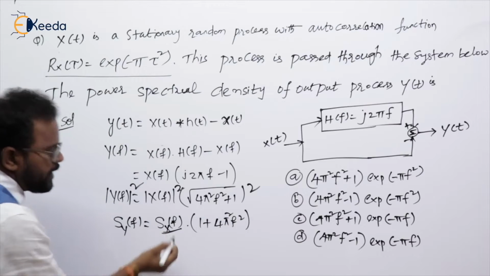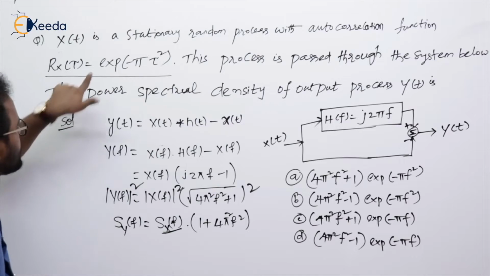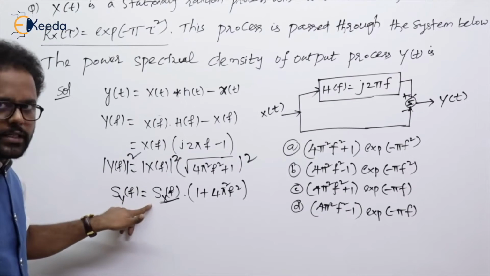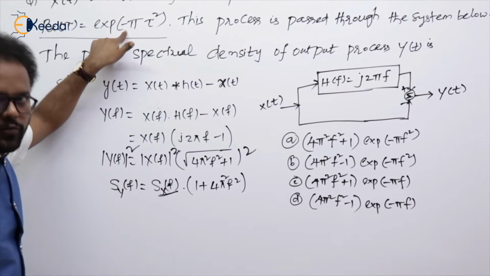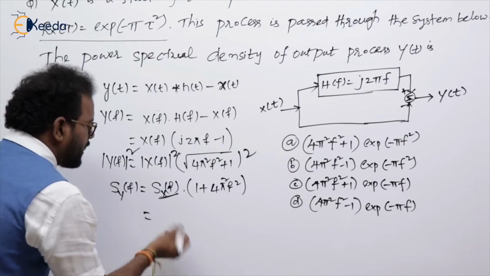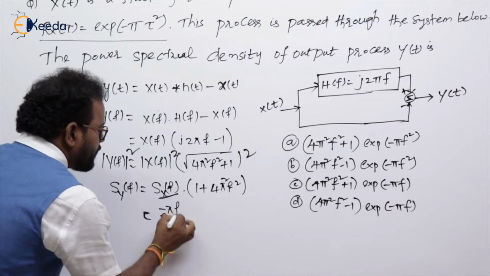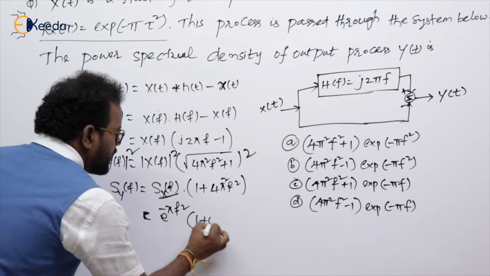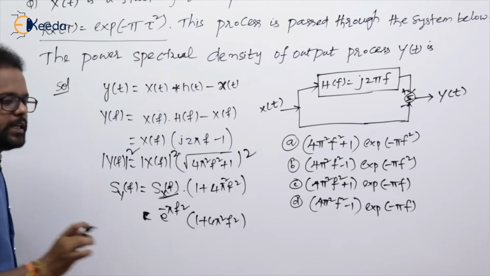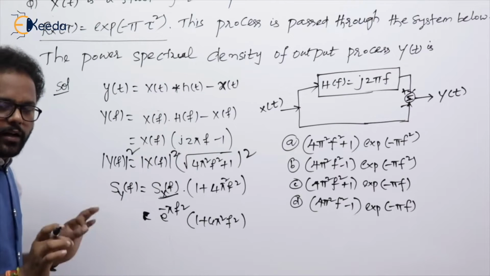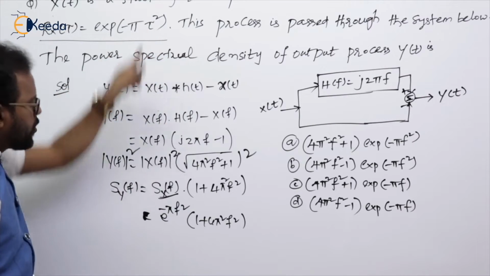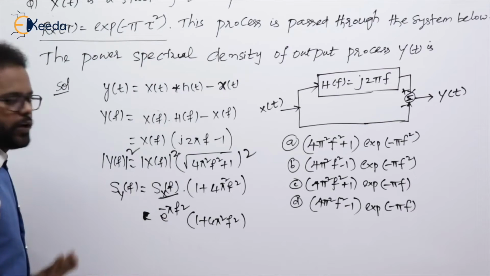And what is the power spectral density of the input given? If you see there, autocorrelation is given. From autocorrelation, how to calculate PSD? Simple, Fourier transform of that. What is the Fourier transform of e power minus pi tau square? It is e power minus pi f square. This is called Gaussian pulse. This is the only signal whose time domain and frequency domain shape will be the same. Simply replace tau by f or t by f, you will get its Fourier transform.